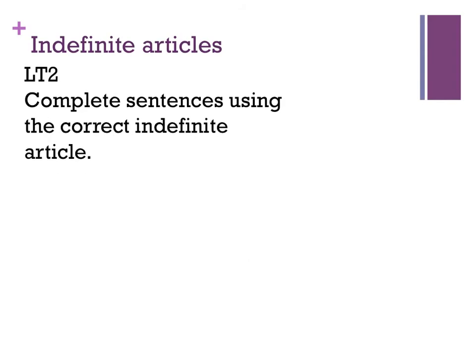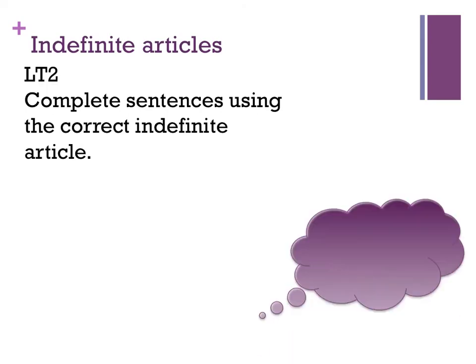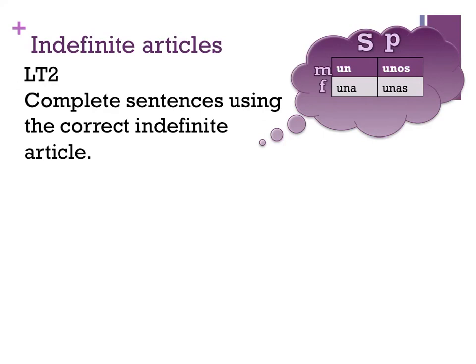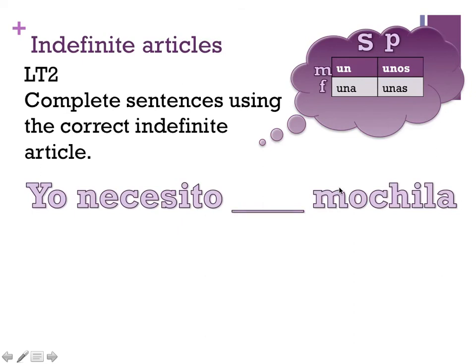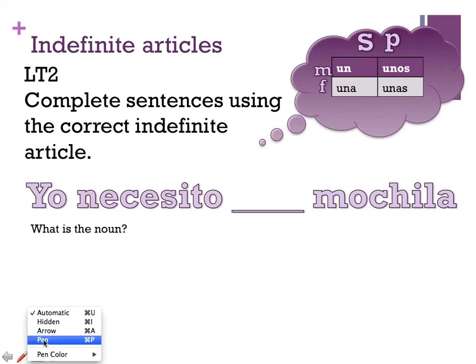Learning target number 2 states that we want to complete sentences using the correct indefinite article. How are we going to do that? 3 simple questions, guys, in this chart right up here at the top that you see. Bam, once again for you. Yo necesito blank mochila. The first question I'm asking myself is, what is my noun? My noun simply is mochila.